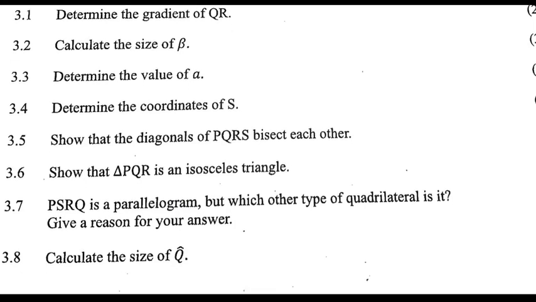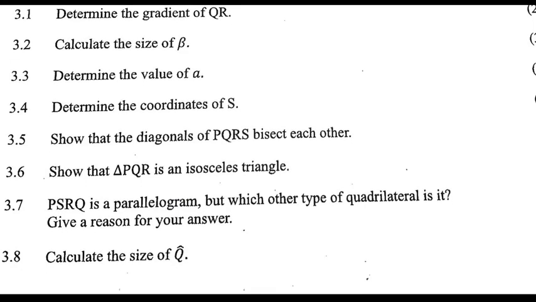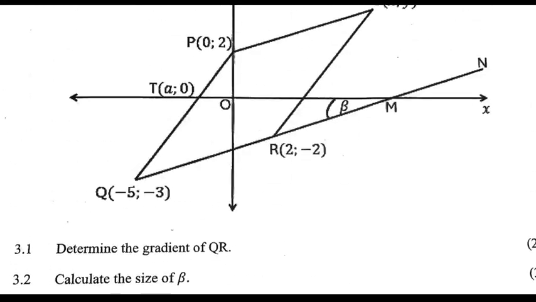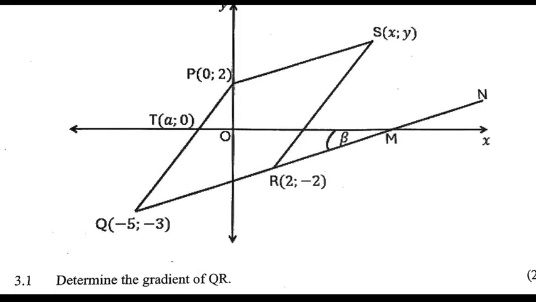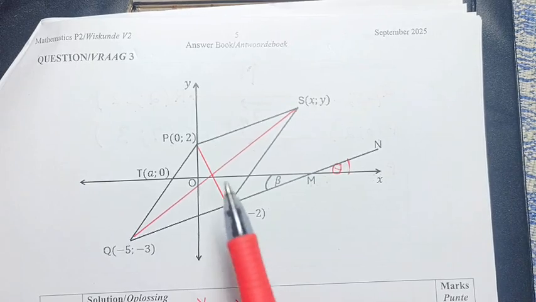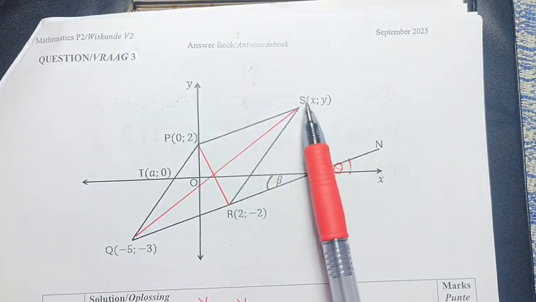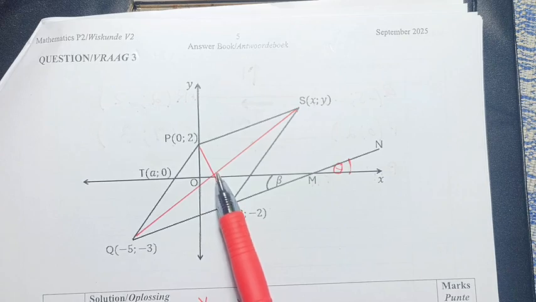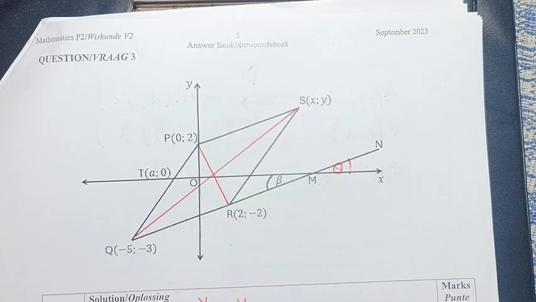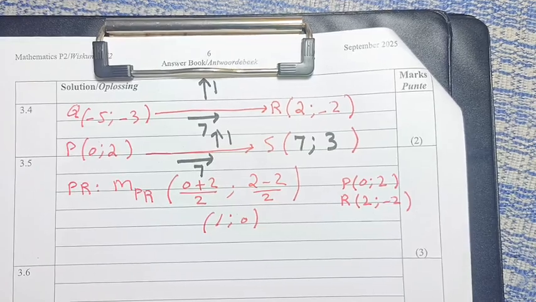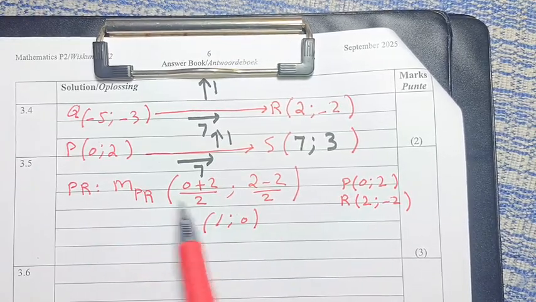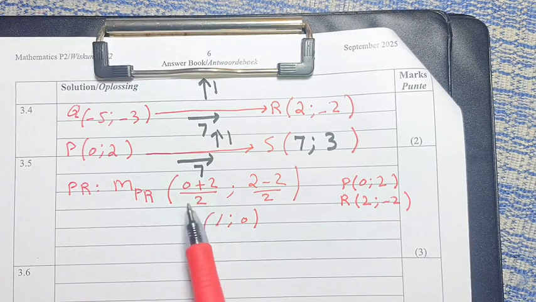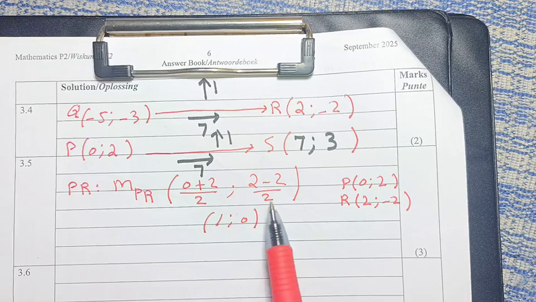3.5, show that the diagonals of PQRS bisect each other. So we need to show that the diagonals bisect each other. Which means the diagonal PR and the second diagonal QS, if their midpoints are equal, they meet each other here, then which means the diagonals bisect each other. So the midpoint of PR, I'm going to take the midpoint of PR, that is 1 and 0. I substitute into the formula x1 plus x2 divided by 2, y1 plus y2 divided by 2.